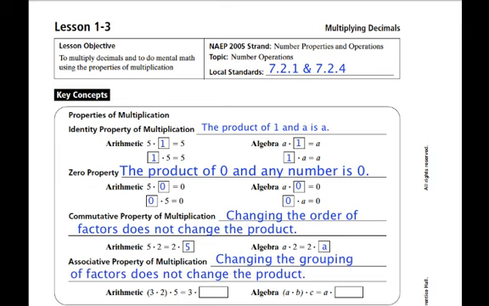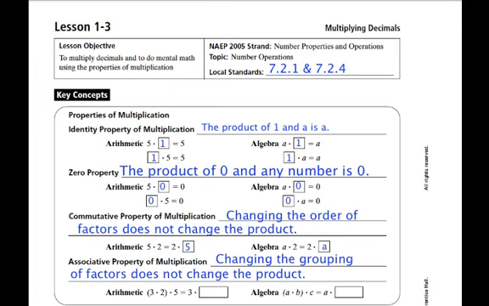The final property today is the associative property of multiplication. That's changing the grouping of factors does not change the product. It's moving the parentheses. When all you're doing is multiplying, again, it doesn't matter how you group the numbers together, you're always going to get the same answer. This is great to put different numbers together to get easier numbers to multiply together and be able to do more things in your head.